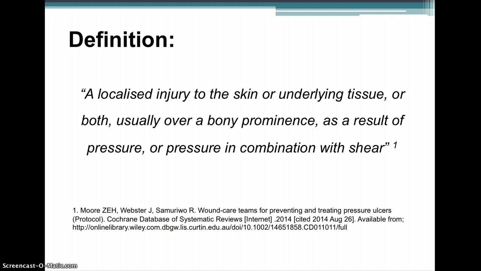There are different ways to explain what a pressure ulcer is. I got this definition from a Cochrane Review article, and it defines pressure ulcers as a localized injury to the skin or the underlying tissue or both, usually over a bony prominence as a result of pressure or pressure in combination with shear. And that shear is a pulling force on the skin, for example, from bumping into a table.